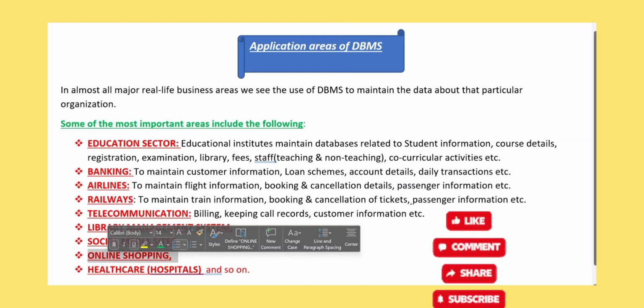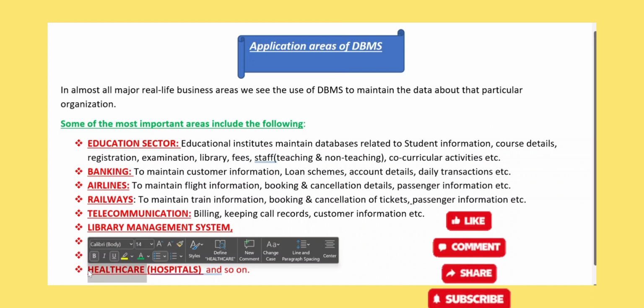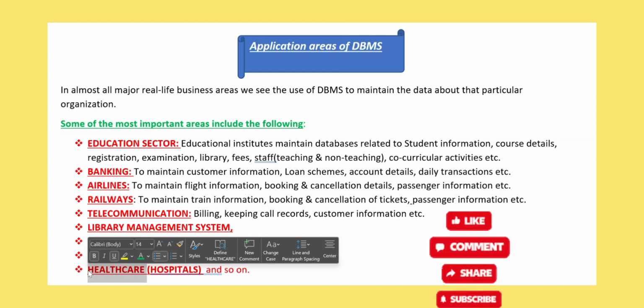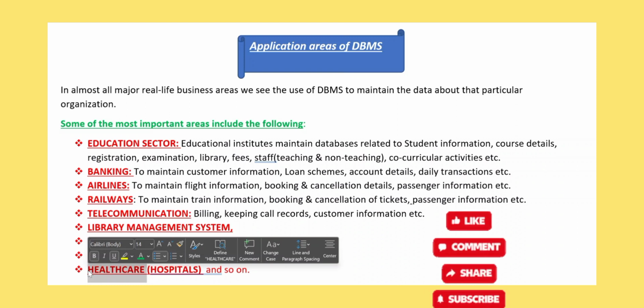Now next is hospitals, or we can say healthcare, which is related to the medical field. In the medical field also, we keep the records of all the patients, all the doctors, the available rooms, whether available or not, and the records about medicines. Fine. So it becomes very convenient in each and every field to maintain records in electronic mode, in comparison to the records which were maintained earlier in files or registers manually.